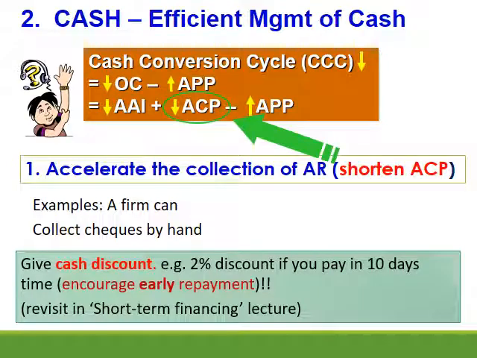Next, give a cash discount. For example, 2% if you pay in 10 days. This has a positive incentive to encourage early repayment from customers. Okay, this will be revisited in the short-term financing lecture.